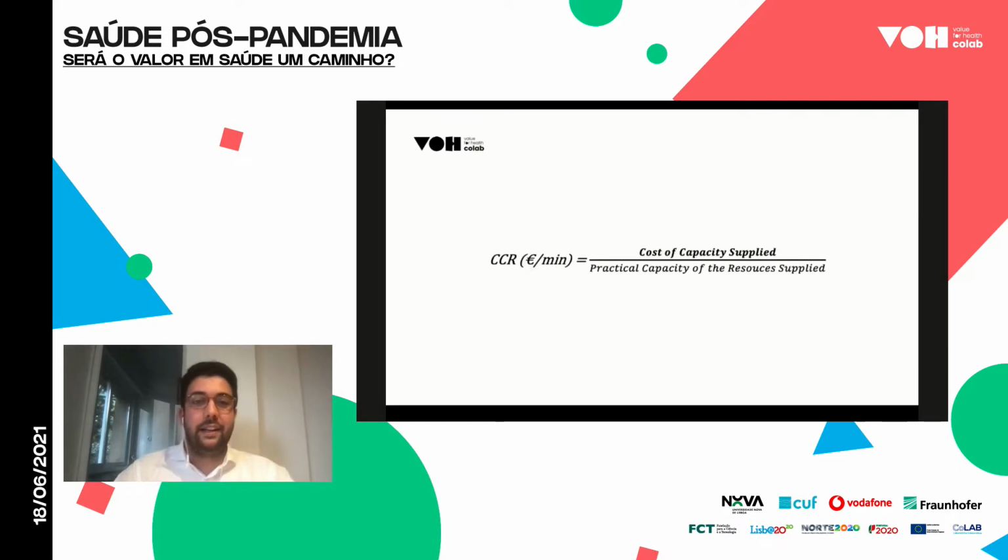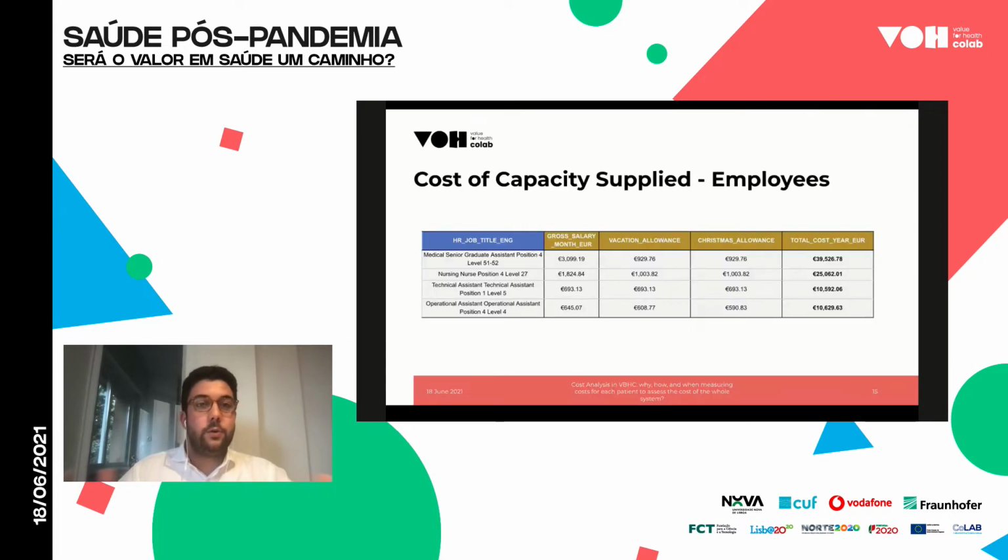Now let's zoom in a little bit more on the capacity cost rate, which is the cost per minute of each resource used, and zoom in even more on the numerator, which is the cost of the capacity supplied. To retrieve that cost, we asked the hospital human resource department for different costing information, and they gave us the total cost per year for each human resource category.